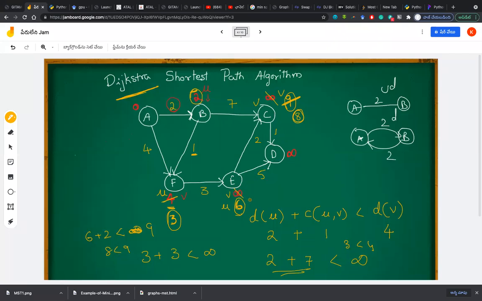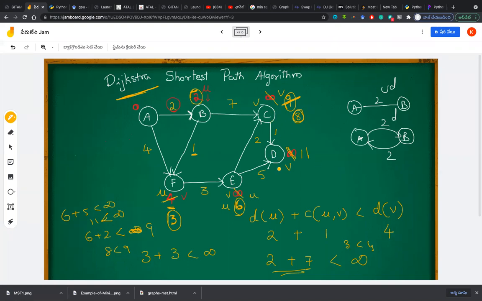If this is U and from E to V, what do you consider? 6 plus 5, less than infinity. Yes, 6 plus 5, which is 11, less than infinity. So you strike off this infinity and put 11 there.